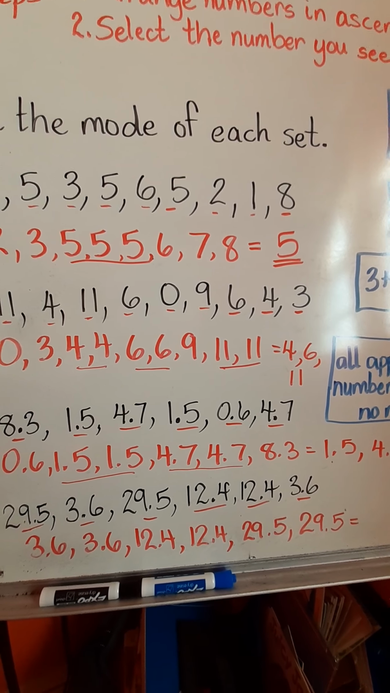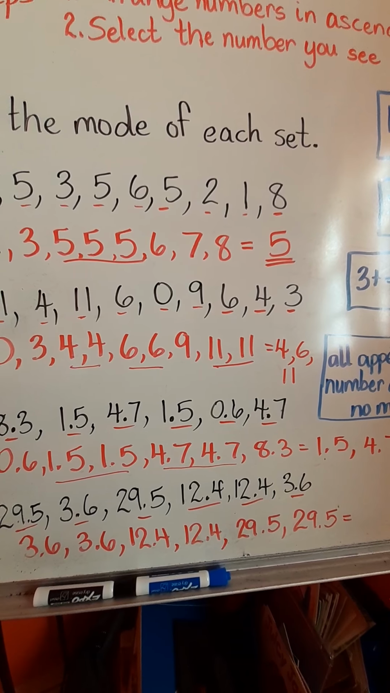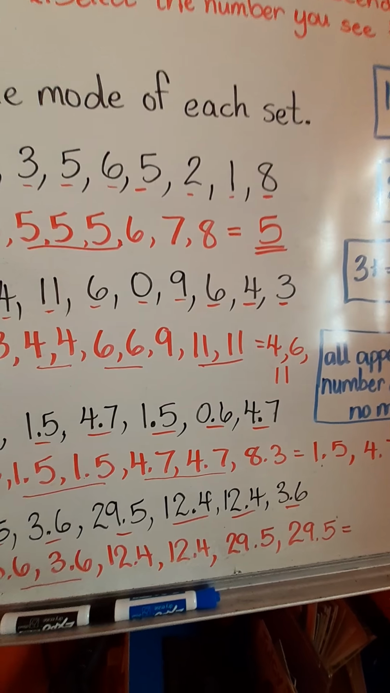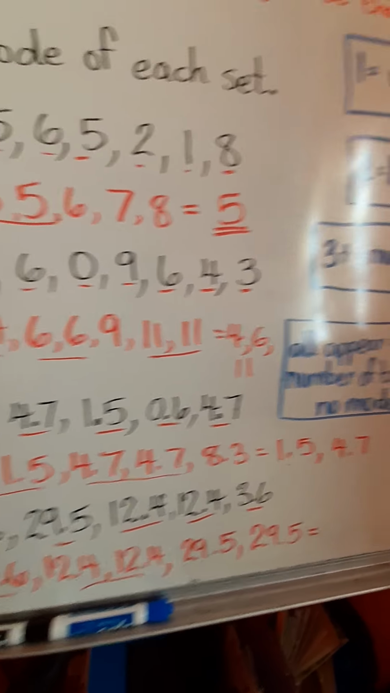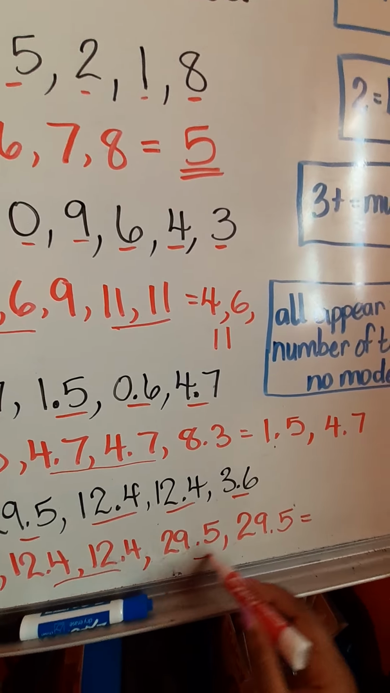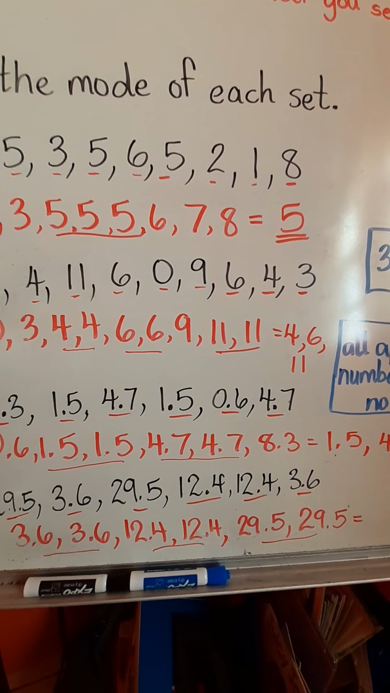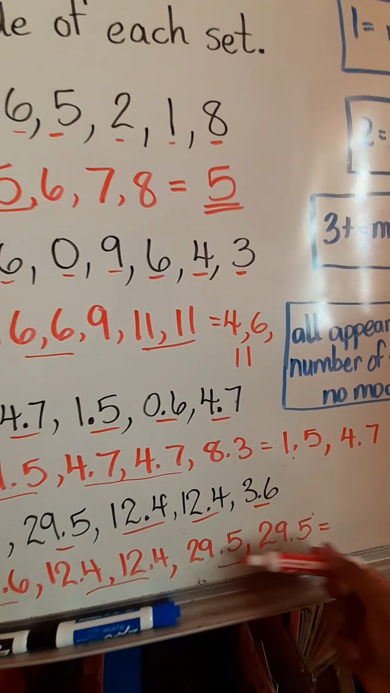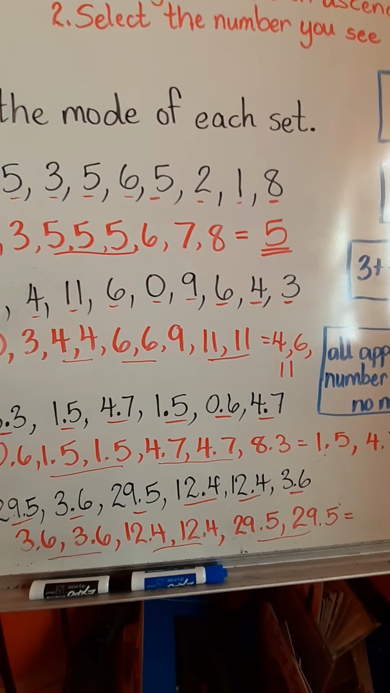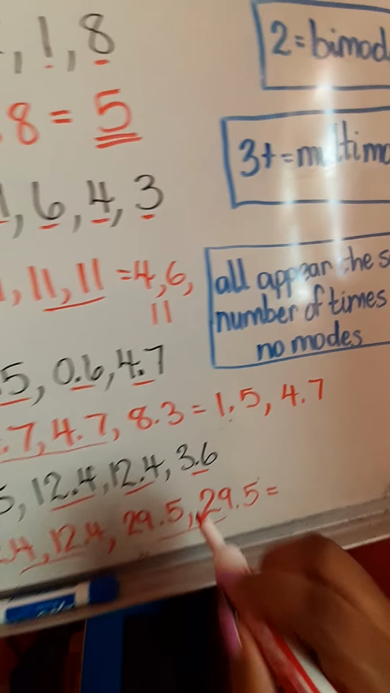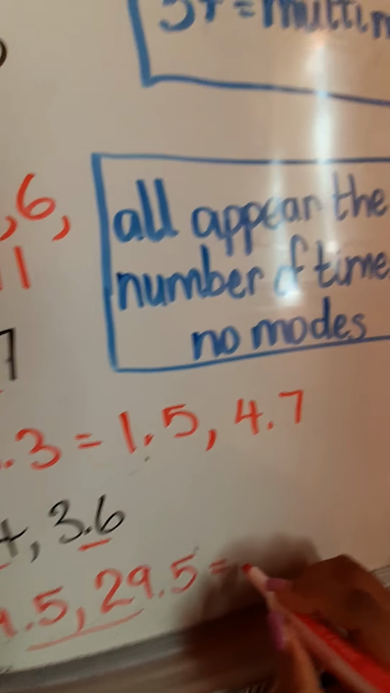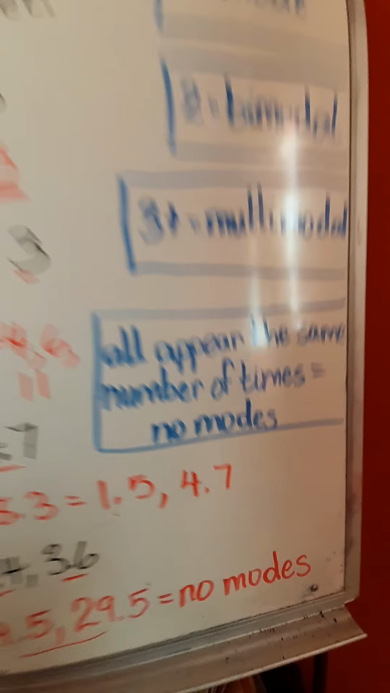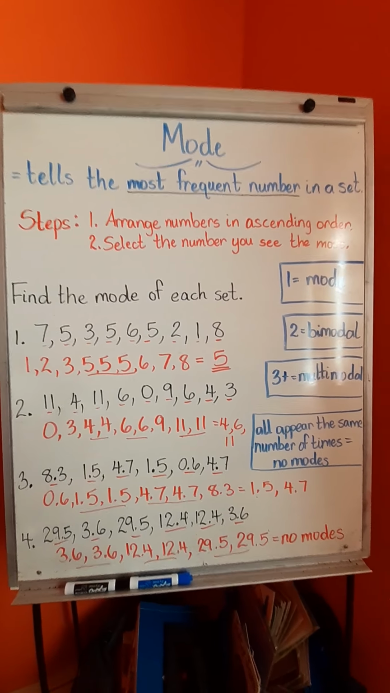Now let's find the mode. Remember, the mode is the number that we see the most. All right, so 3.6 we see 2 times. 12.4 we see 2 times. 29.5 we see 2 times. There is no number that we see the most because we saw these 2 times, these 2 times, these 2 times. So this particular question has no mode. So because each number we saw the same amount of times, our answer would be no modes. Now that is what I call easy.